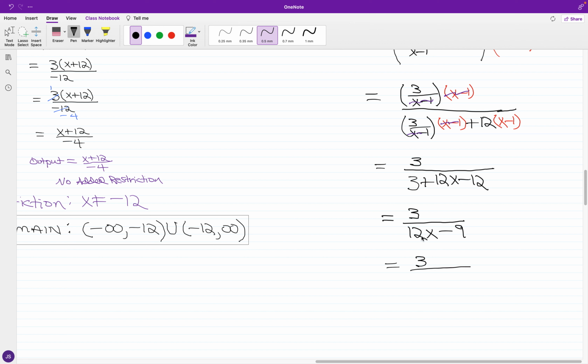And guess what? I can lower this. So you have 12x minus 9. You have 3 times the quantity of 4x minus 3. And for the final output, that's going to be 1 over 4x minus 3.